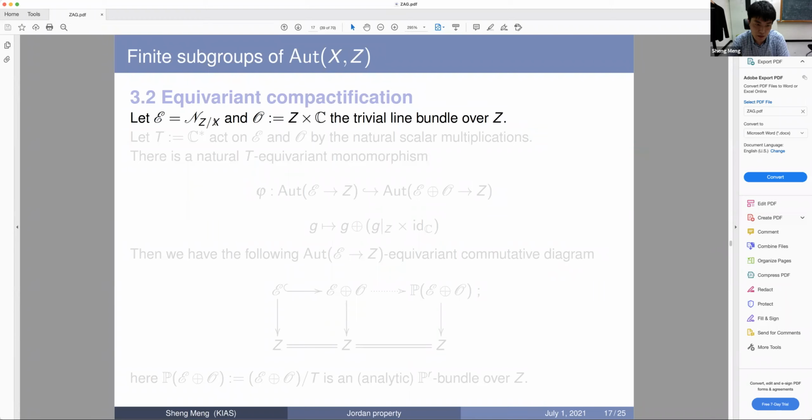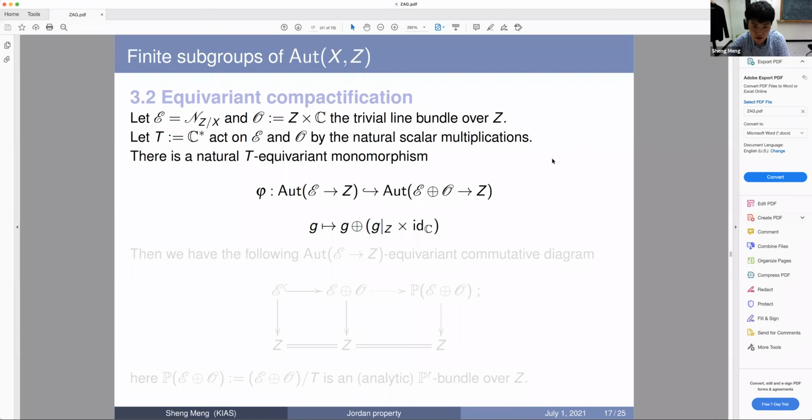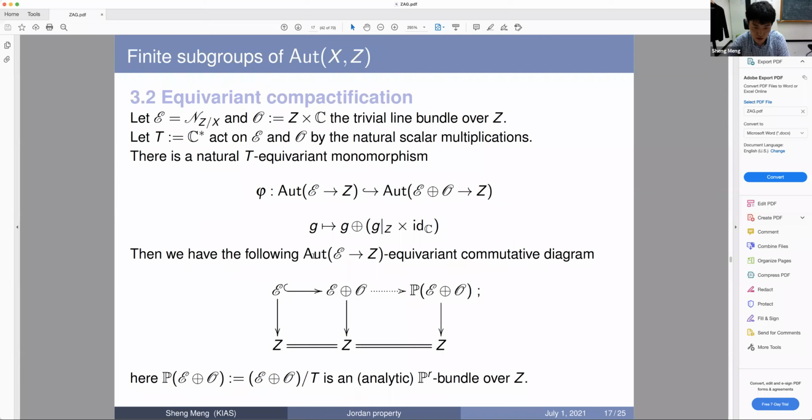We denote by E the normal bundle here, and O a trivial line bundle. And let T be the torus acting on this normal bundle and O by the natural scalar multiplications. So there is a natural T-equivariant monomorphism, which sends every g to this one. In E, it keeps g, but on the second term, it is simply the identity map. And then we have the following Aut(E) to Z equivariant commutative diagram. This is very natural.